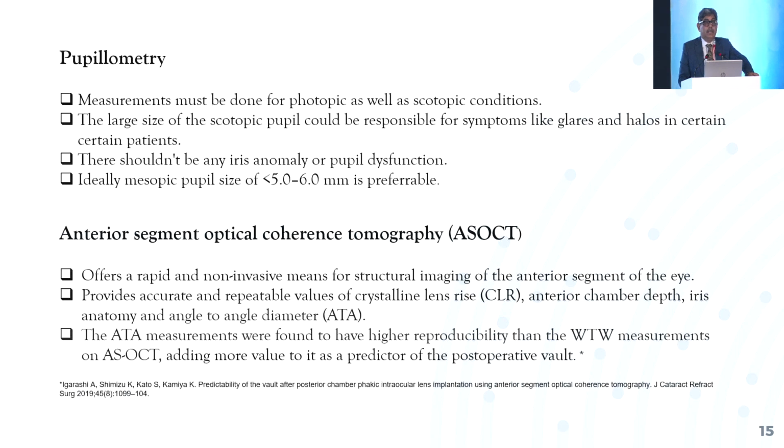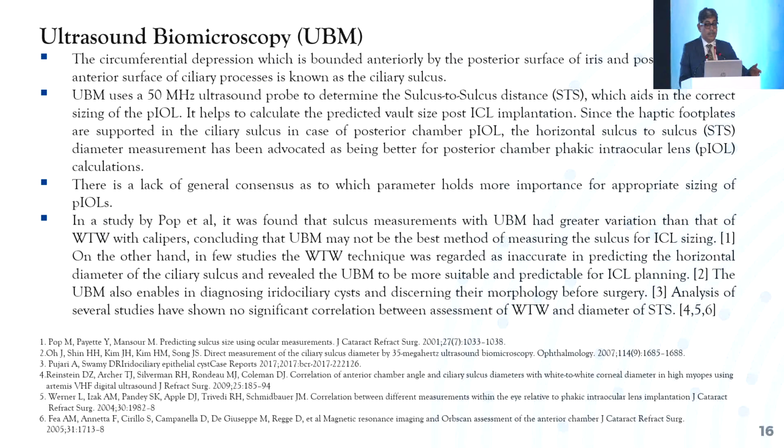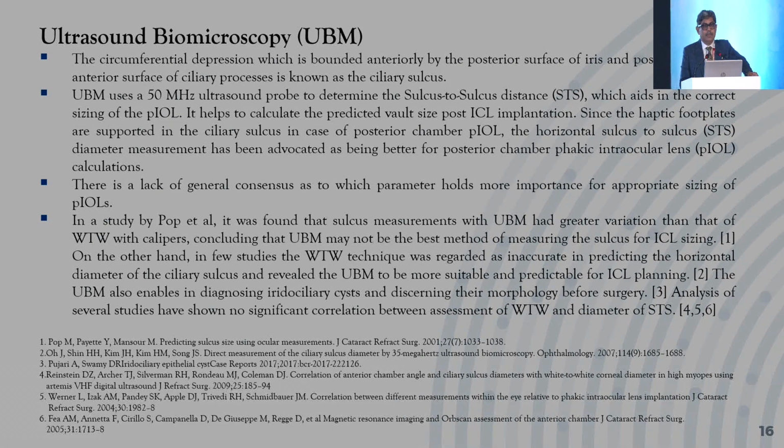The last thing which has to be measured is the pupillometry, and the ASOCT should also be done in all these cases. I know some cases have been recorded where the pupil size was not measured and they went into litigation. So the size of the pupil should be measured, which is easily possible in all our OCT and in IOL Master. Anterior segment OCT is also equally important because it gives us the crystalline lens rise and angle to angle diameter. Recently, it is said that the angle to angle diameter is better and more comparable for sulcus placement of the lens than the white to white measurement. Ultrasound UBM is done to measure the sulcus to sulcus.